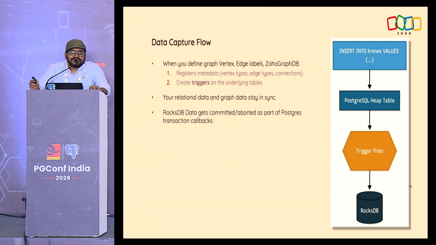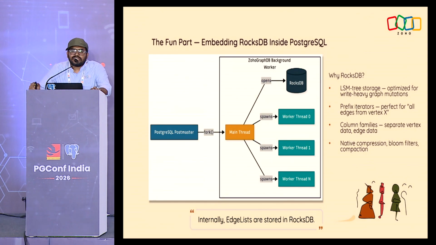How we capture data is, when you mark a table as vertex or edge, we internally create triggers. As part of your DML queries, we capture the data via trigger and put it into our storage engine, which is RocksDB. RocksDB is a key-value store with very high write throughput, and it provides good prefix extractors and probabilistic data structures. But the problem with RocksDB is it cannot reside in multiple processes. To solve this issue, we open RocksDB in a PG background worker and spawn multiple worker threads to provide parallelization.